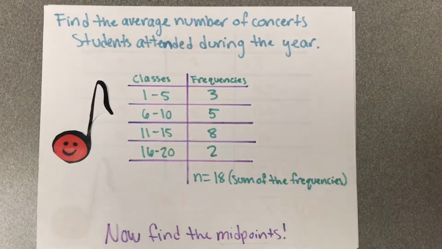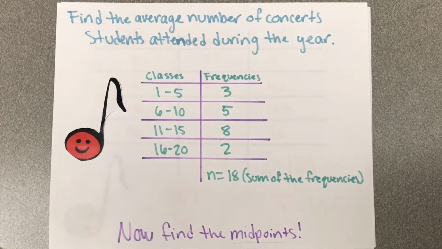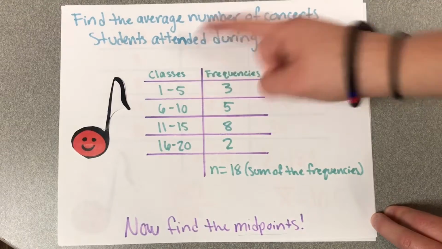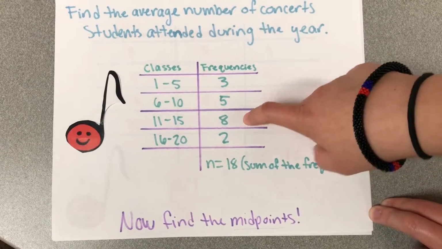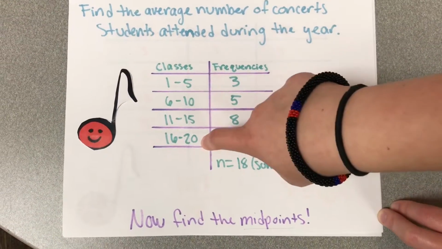Let's look at an example. Let's say you want to find the average number of concerts students attended during the school year. We know that 3 students attended between 1 and 5 concerts, 5 students between 6 and 10 concerts, 8 students between 11 and 15 concerts, and 2 students between 16 and 20 concerts.